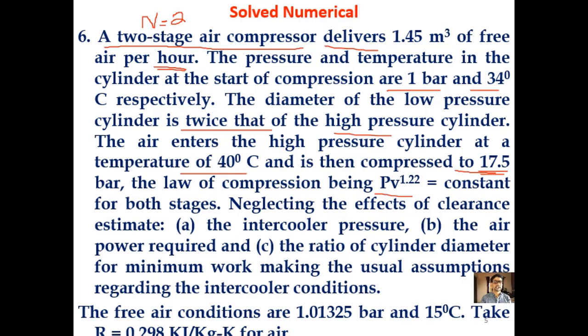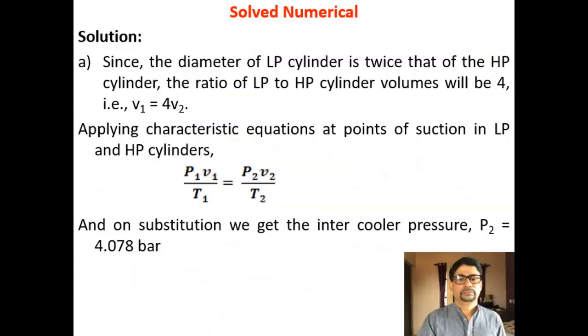Neglecting the effects of clearance, you have to estimate the intercooler pressure, that is intermediate pressure, the air power required, and the ratio of the cylinder diameter for minimum work, making usual assumptions regarding the intercooler conditions. So you are given the atmospheric pressure, free air conditions, that is to calculate volume flow rate at the free air condition. Take R is equal to 2.98 kilojoules per kg per Kelvin. We'll solve this numerical now.